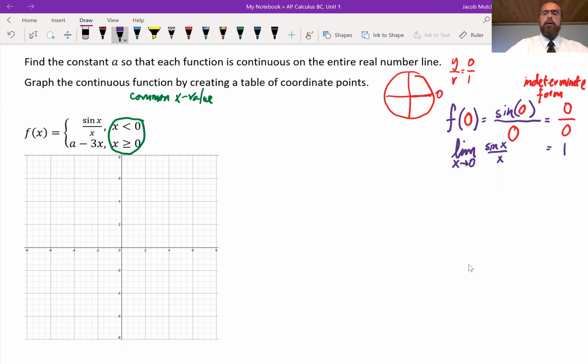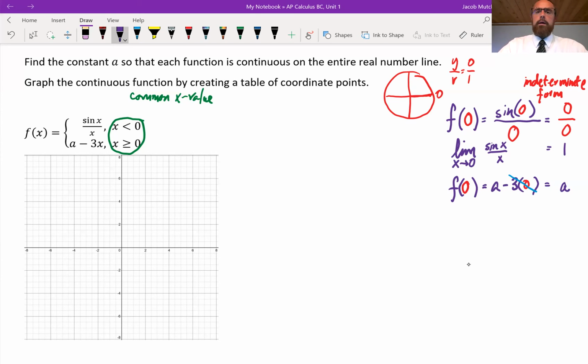At this point, now that said, what I can do is take the second part of the piecewise function, and I'm going to plug in 0 for the x. So I'm just going to leave a minus 3 there in the purple. And then the x value that we're looking at is 0 again, because that's the common x value. Just cleaning that equation up, the negative 3 times 0, what is that going to become? Good, nothing. So what we get is that f at 0 for this linear function is just a.